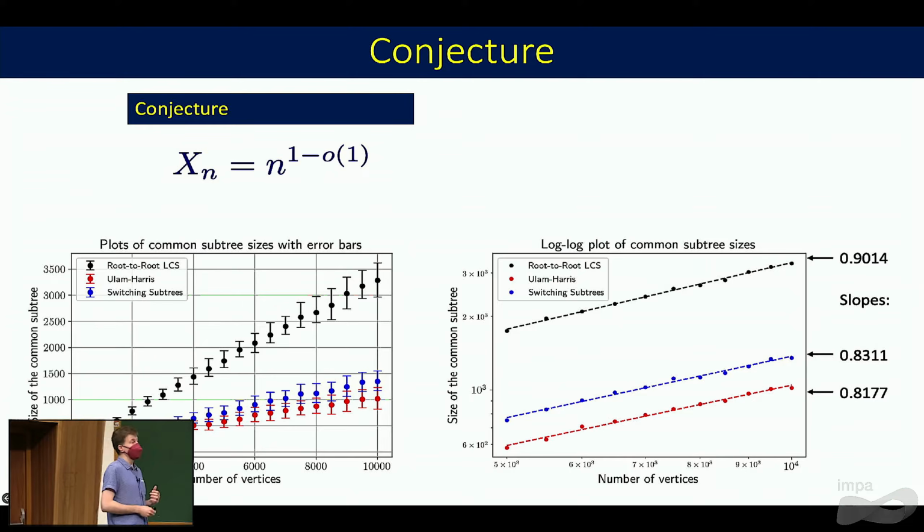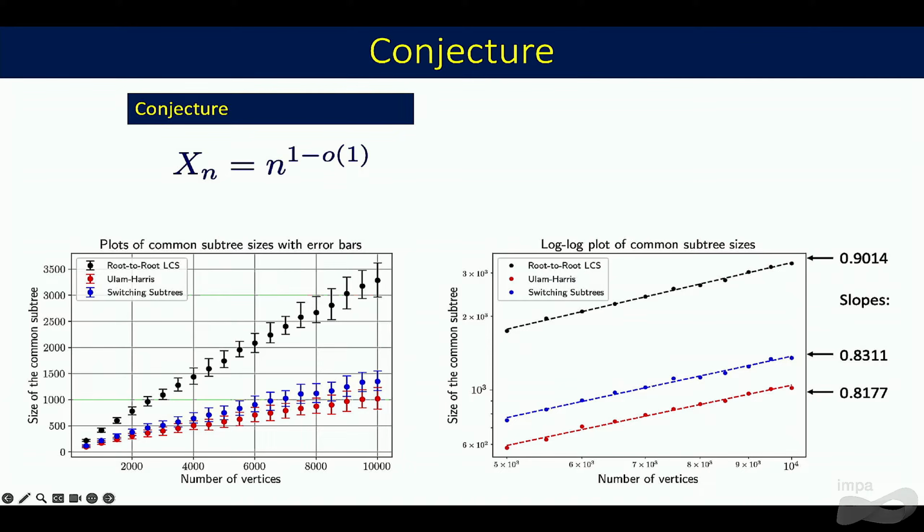So, the main question is, what's the truth? What is the order of magnitude of the size of the largest common subtree? Well, we don't really know. So we conjecture that it's n to the 1 minus little o(1). So the power should be 1, it's roughly linear, but it might not be linear. So, we don't really know. And amongst us also, opinions may vary a little bit in terms of what the right order of magnitude is. In any case, here are some simulations.